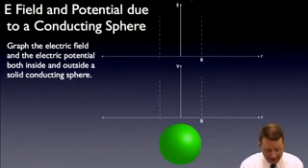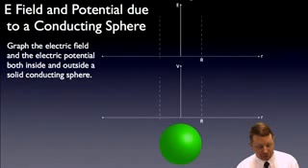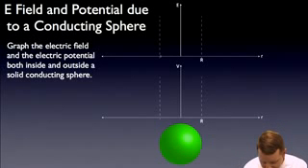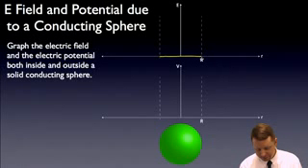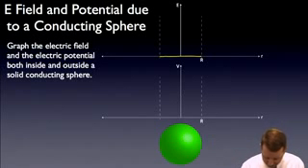All right, let's find the electric field and the potential due to a conducting sphere. Here's our sphere down here. Graph the electric field and the electric potential both inside and outside this solid conducting sphere. Well, right away we know the electric field inside the conductor must be 0, so let's fill that in up here on our electric field. Inside the conductor, where the magnitude of R is less than the radius of our sphere, let's draw that in here. That's capital R, the radius of our sphere.